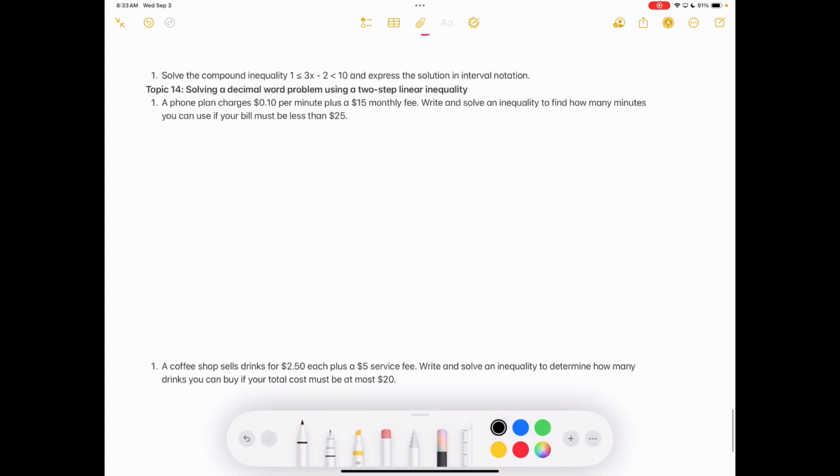All right. Word problem to end it. A phone plan charges 10 cents per minute. So we kind of talked about that a second ago. 10 cents per minute, that's usually 0.10 times x because we don't know how many minutes we're spending, plus a $15 monthly fee. Write and solve an inequality to find how many minutes you can use if your bill must be less than $25.